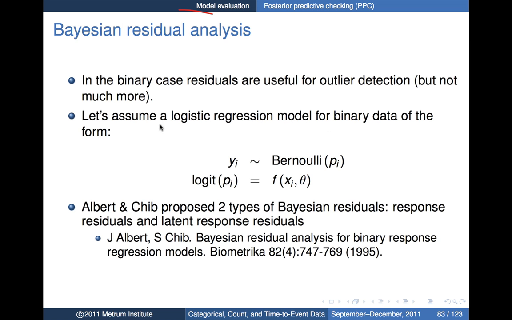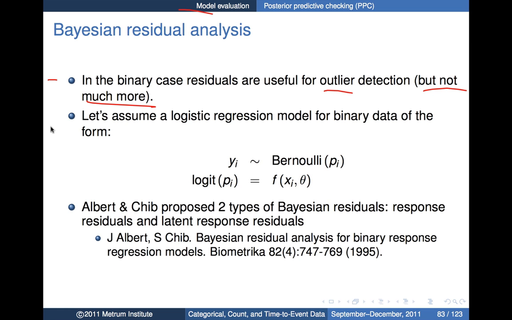So let's get more specific here. Let's pick a particular context to work with. First, a general comment is that in the binary case, residuals are useful for outlier detection, but not for much more. In particular, they're not particularly useful as an assessment of model fit. But occasionally they can be useful for identifying outliers.